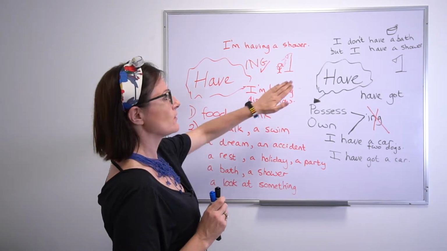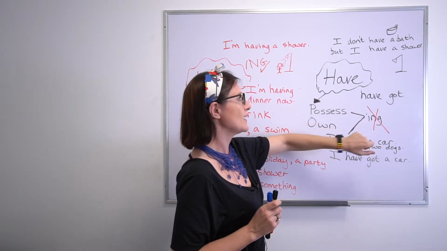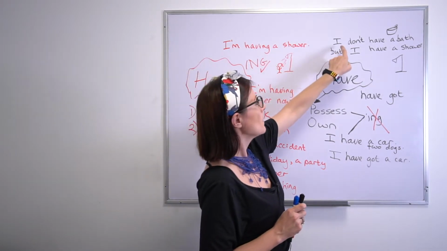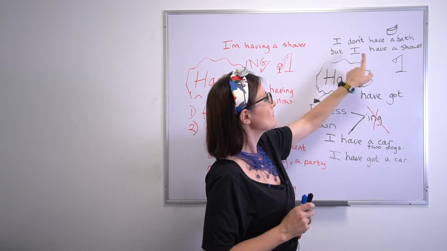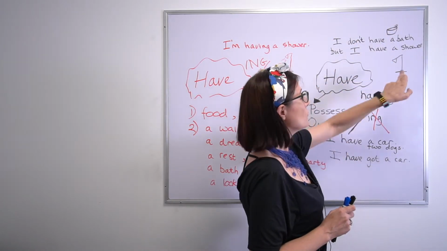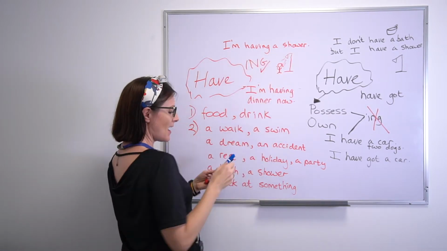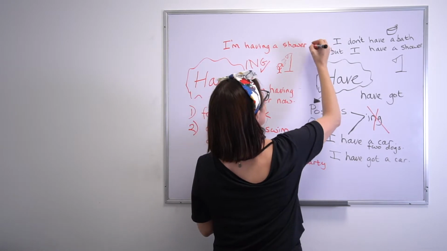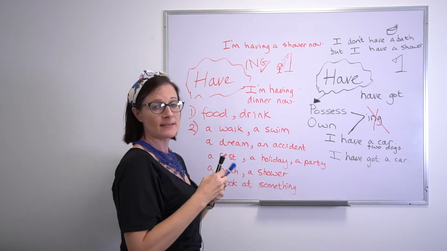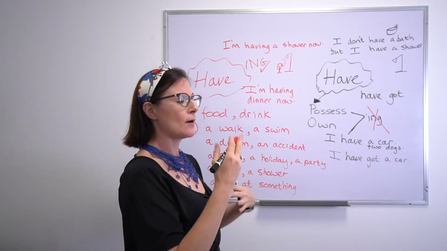There is a big difference between have used as possession and owning with no ing and have used dynamically with ing. For example, I don't have a bath, but I have a shower, meaning in my house, we don't have a bath, but we do have a shower. It's not the same as I'm having a shower. I'm having a shower right now. So I have a shower and I'm having a shower do not mean the same thing. This means that I possess and I own. This means I'm taking a shower.